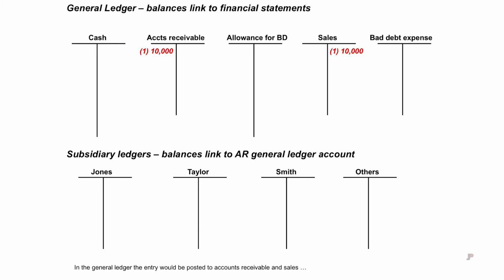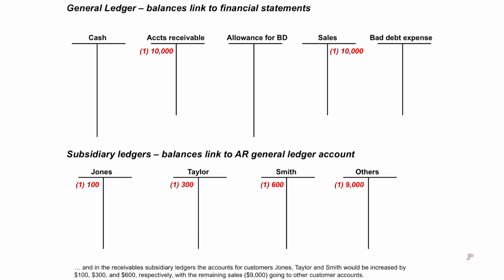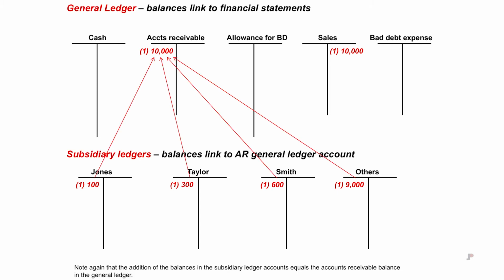In the general ledger, the entry would be posted to accounts receivable and sales, and in the receivable subsidiary ledgers, the accounts for customers Jones, Taylor, and Smith would be increased by $100, $300, and $600 respectively, with the remaining sales, $9,000, going to the other customer accounts. Note again that the addition of the balances in the subsidiary ledger accounts equals the accounts receivable balance in the general ledger.